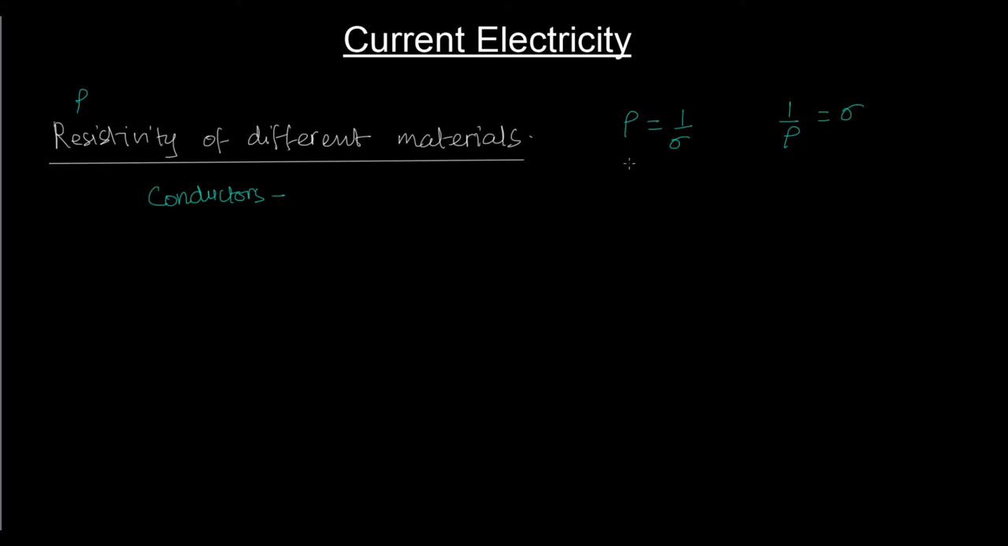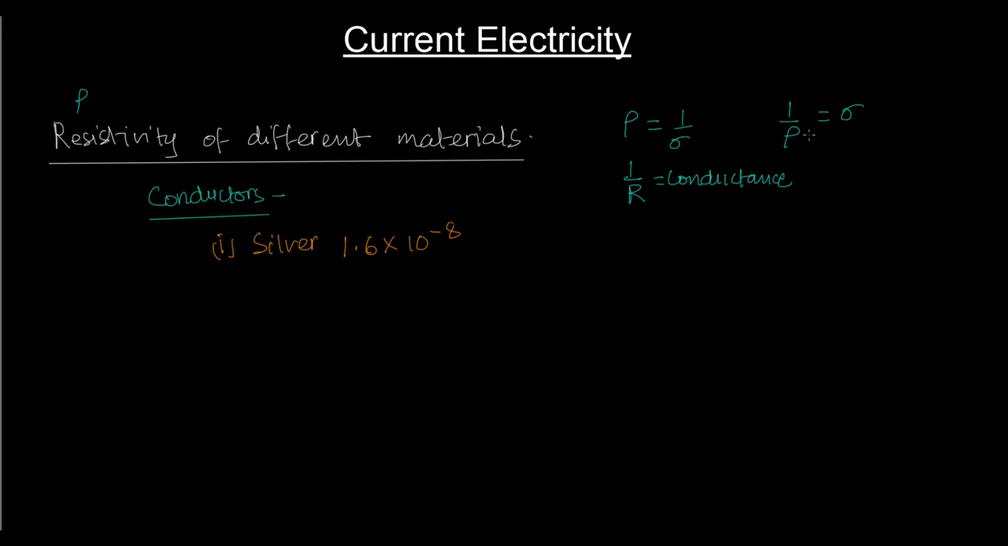In a similar manner, the reciprocal of resistance is conductance, okay? It is conductance. So conductors have very small resistivity, okay? And what are some typical values? So for example, if I talk about say silver, a very good conductor, its resistivity is 1.6 into 10 to the power minus 8.